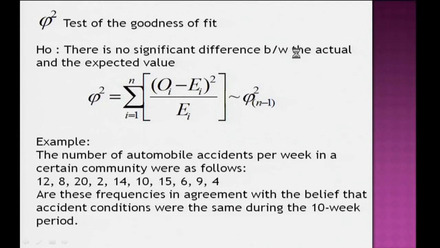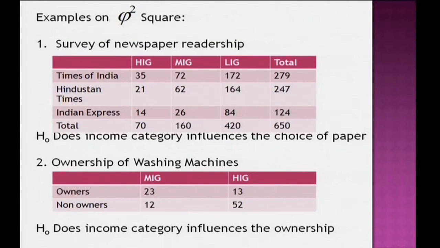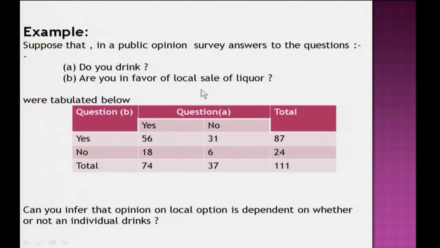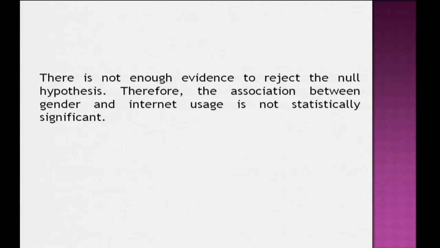In the previous cases, we were trying to identify the independence of attributes, whether two attributes under study, say the category of residency of the housing and the kind of newspaper they read, have any association between them; then any association between drink and local sale of liquor; any association between gender and internet use. So, just those two attributes.